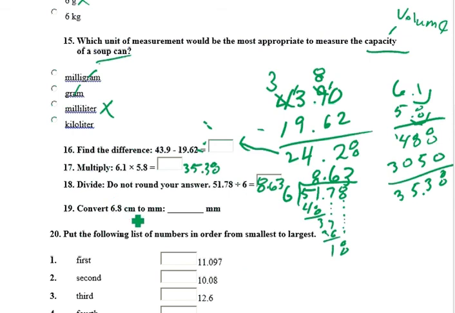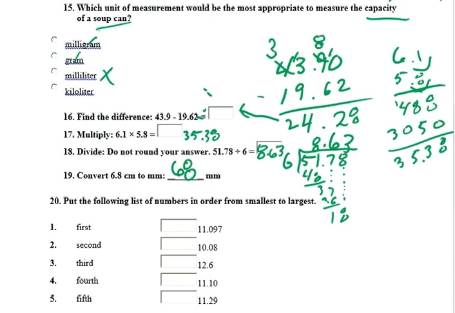Convert 6.8 centimeters to millimeters. Well, there's a lot more. Millimeters are very small. There's 10 millimeters for every centimeter, so I'm going to convert that to 68. Okay, now we're down to hopefully our last one, because this computer is about done.